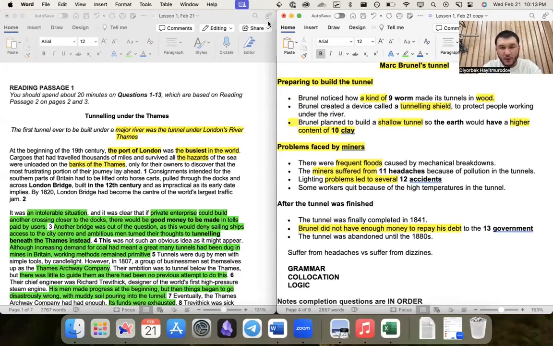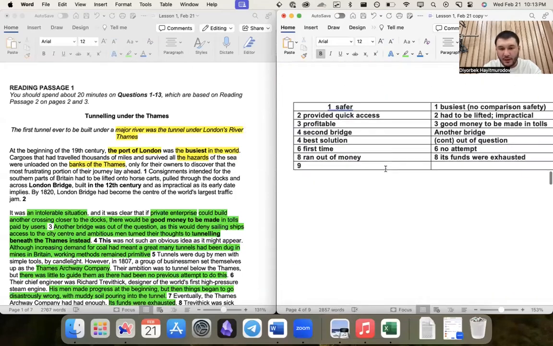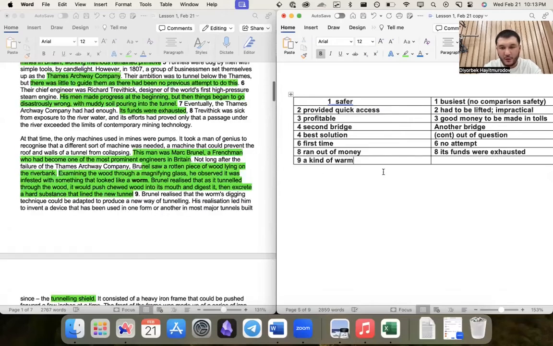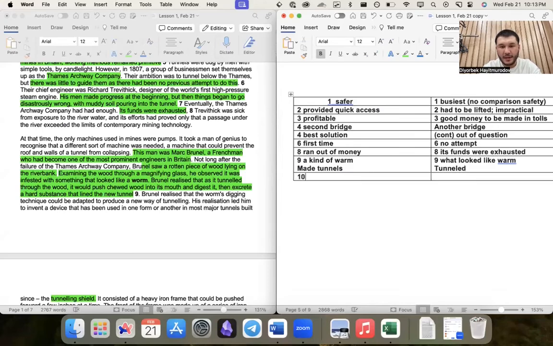Number 9, kind of warm. Number 7 was not given. Kind of warm was paraphrased as what looked like warm. Number 9 was what looked like warm. And again, another word was here, made tunnels, right? It said made tunnels. In the text, it said tunneled, which is a verb.